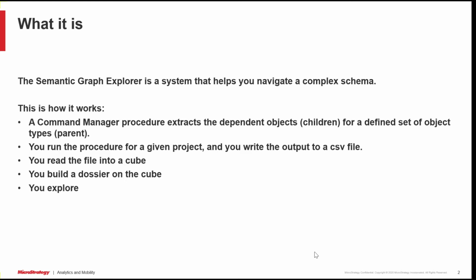A command manager procedure extracts the dependent objects, the children, for a defined set of object types, the parents. You run the procedure for a given project, and you write the output to a CSV file. You then read the file into a cube, you build a dossier on the cube, and there you go, off you go exploring.